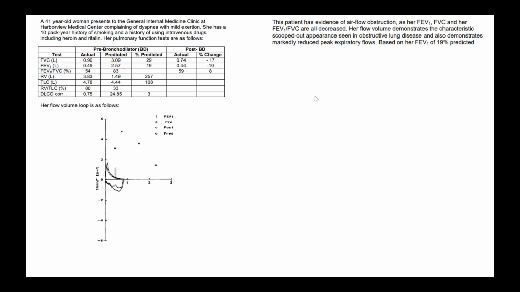And this is the flow volume loop. These are all values showing pure obstructive disease, isn't it? But does the flow volume loop go with that obstructive feature? Of course, there is scooping of the expiratory limb, but the whole thing is looking very small, isn't it? The patient has airflow obstruction features. FEV1 and FVC are all decreased. Our flow volume loop demonstrates a characteristic scooped-out appearance seen in obstructive disease.